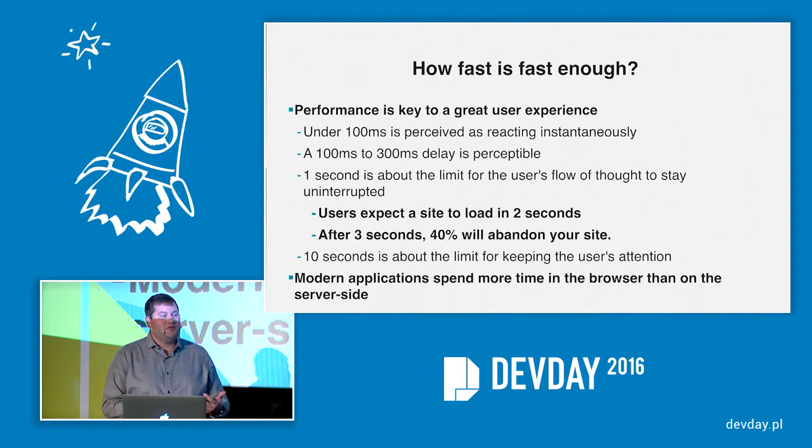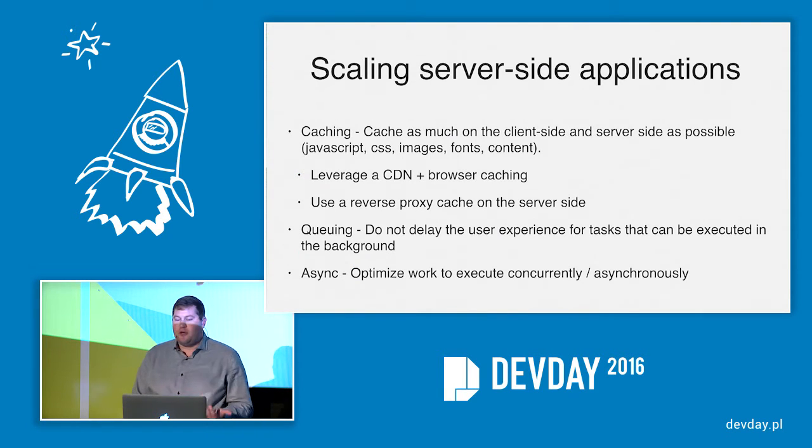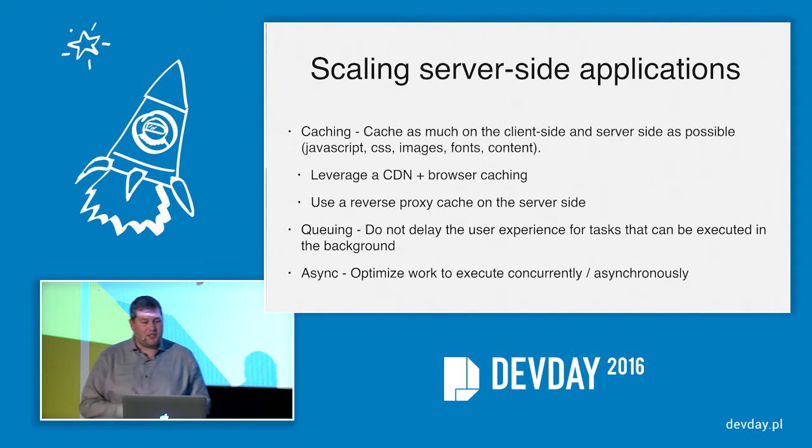So let's go over some principles of scaling server-side applications. The first one is caching. Caching seems straightforward, but cache as much as you can on the client side and on the server side. I think most front-end developers are experienced with caching JavaScript and CSS, where you set a far future expires header so that you don't download fonts, CSS, and JavaScript every time the page loads. Well, you can do the same thing with a reverse proxy cache on the server side. So instead of having to hit your server and having the application process the request to generate a new response every single time, you can cache it in a reverse proxy cache.